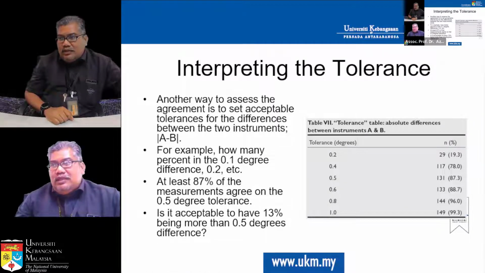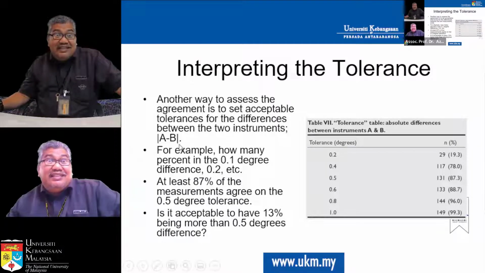So then the other way of looking at agreement is to look at what is the tolerance you want to set for the differences in the two instruments. Okay, if you expect 0.1, how much is the tolerance? 0.2, and so forth. Okay.